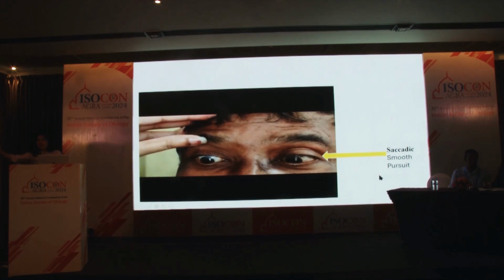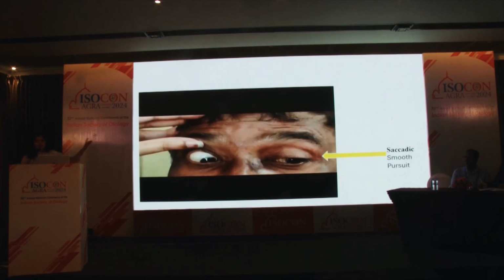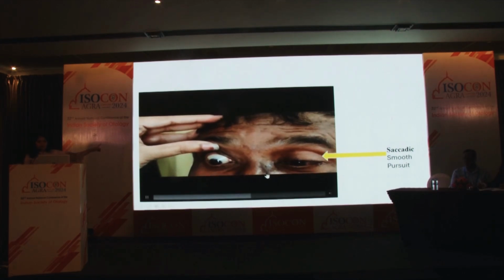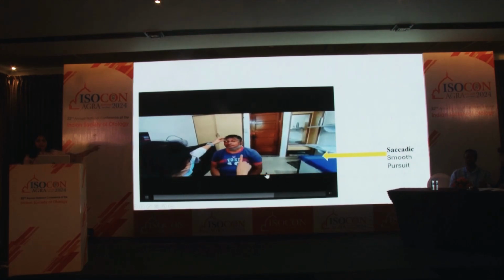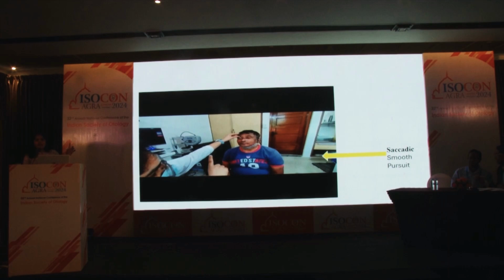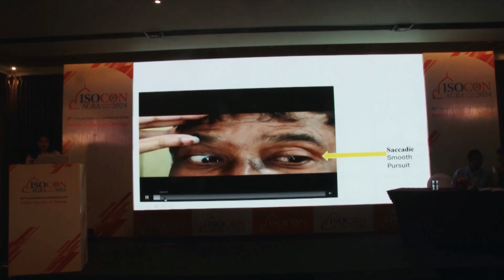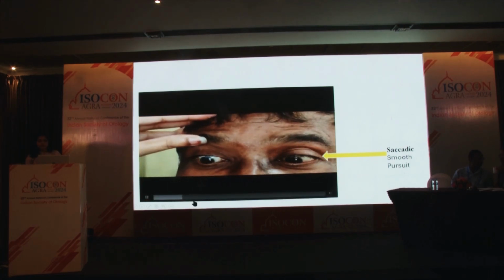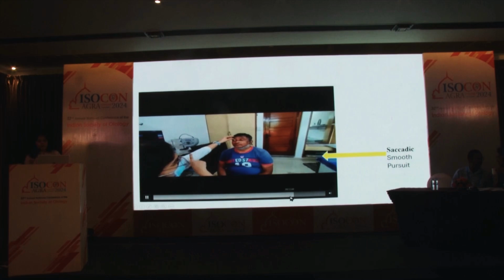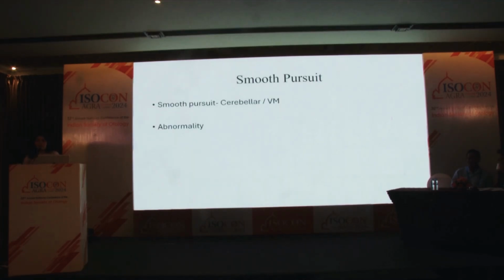So ideally, if I ask the patient to follow my finger, the movements of the eye should be smooth. But you can see there, the eyes are taking multiple steps and then following the finger. So this is a saccadic smooth pursuit. I hope everyone could appreciate it. Yes, the eye is not able to follow my finger smoothly. It is taking multiple steps. So this is a saccadic or a broken smooth pursuit.